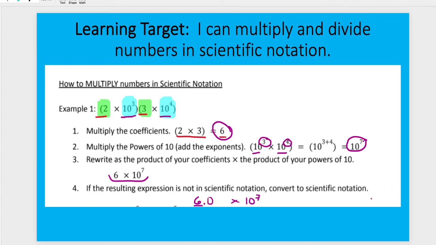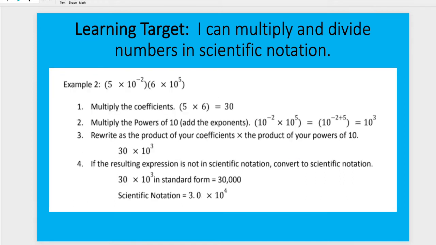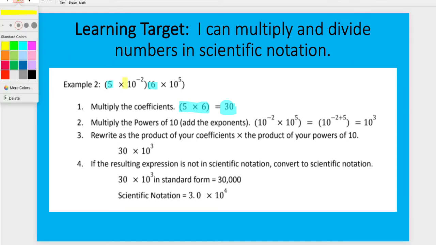Let's go ahead and look at example 2, which is another example of multiplying numbers in scientific notation. So once again, I'm going to highlight my coefficients because those are the numbers that I'm going to multiply together first. 5 times 6, which I know is 30. Then I'm going to multiply my powers of 10. My first power of 10 is 10 to the negative 2nd power. My second one is 10 to the positive 5th power.